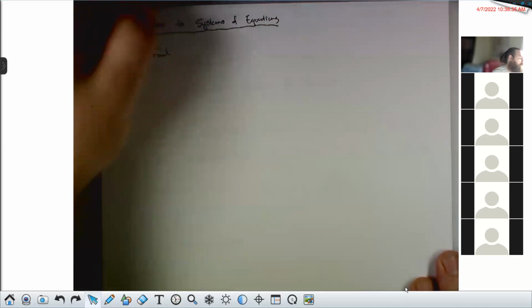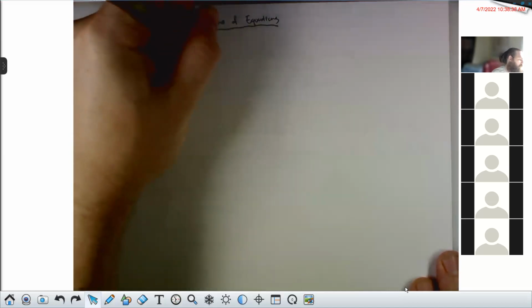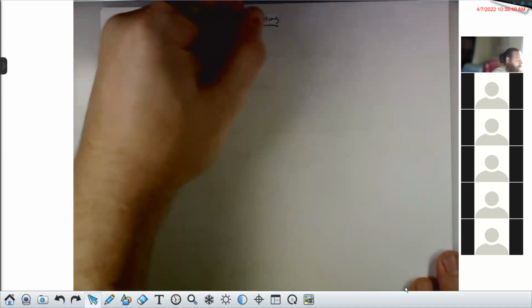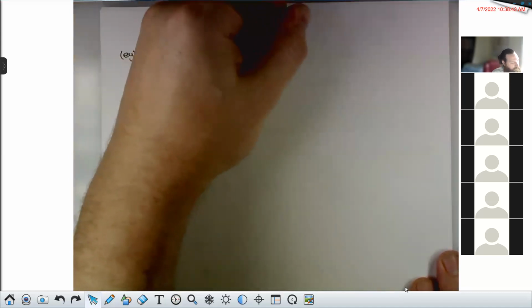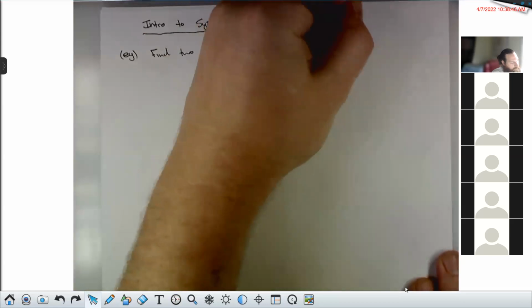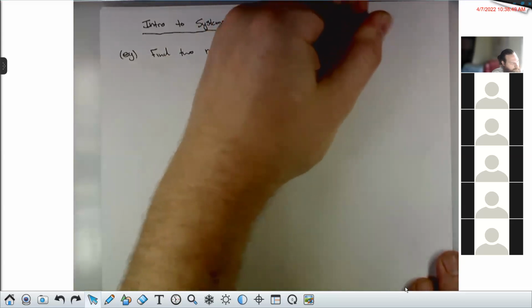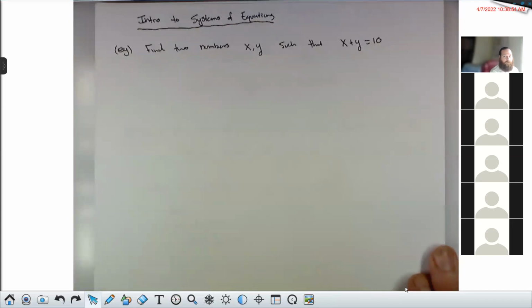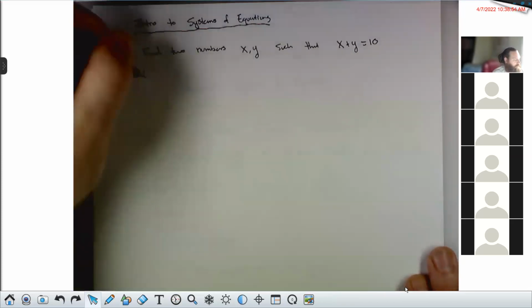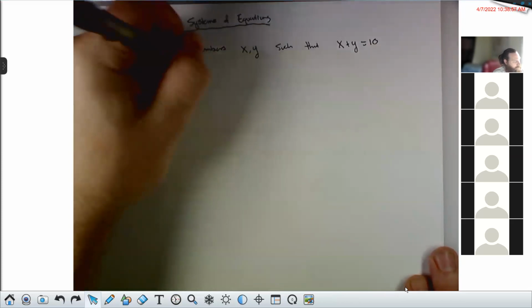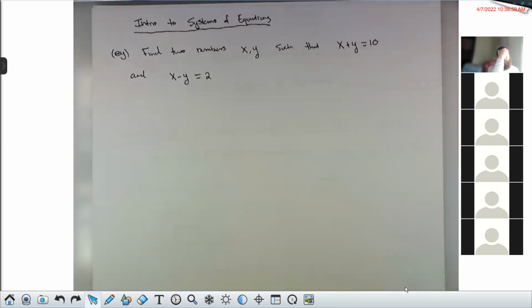Suppose I want to find two numbers, call them x and y, such that x plus y is equal to 10, so two numbers that add up to 10, and x minus y is 2. So you can phrase this purely as a question about numbers, right? Can you find two numbers that add up to 10 and subtract to 2?